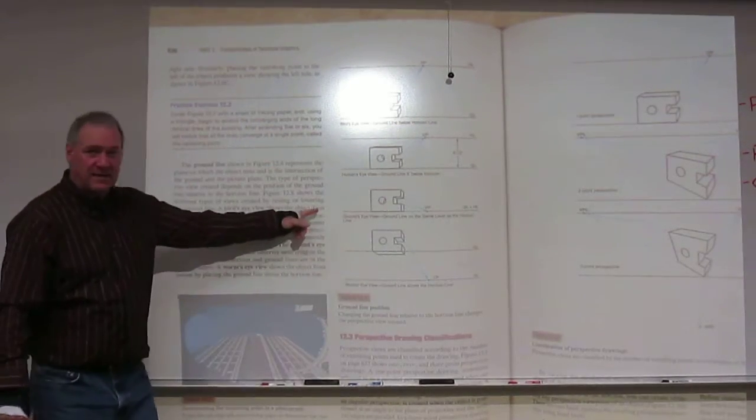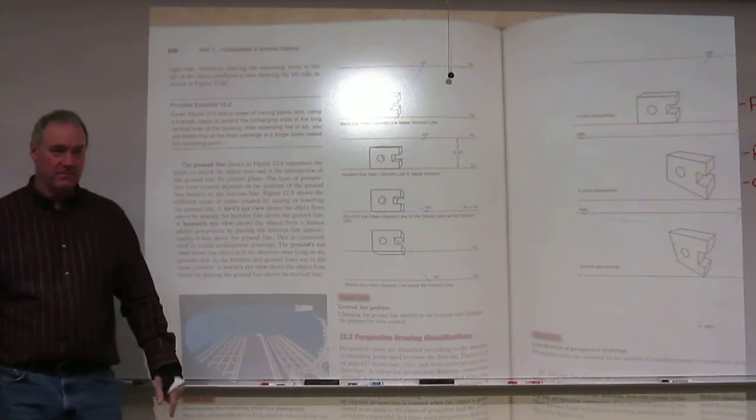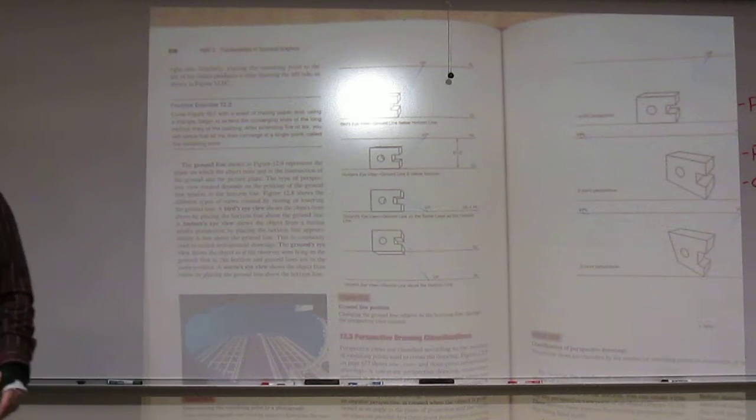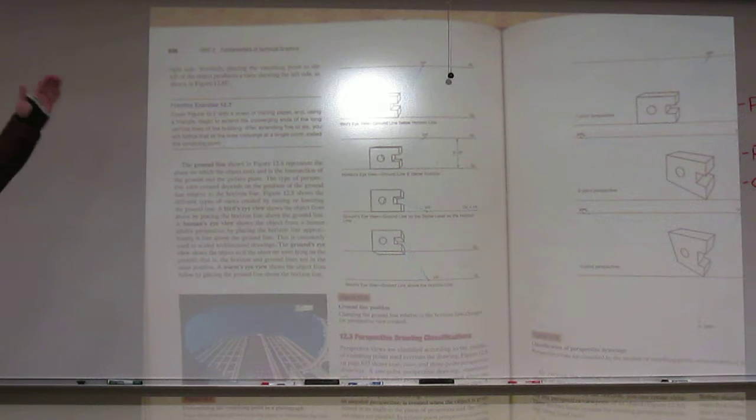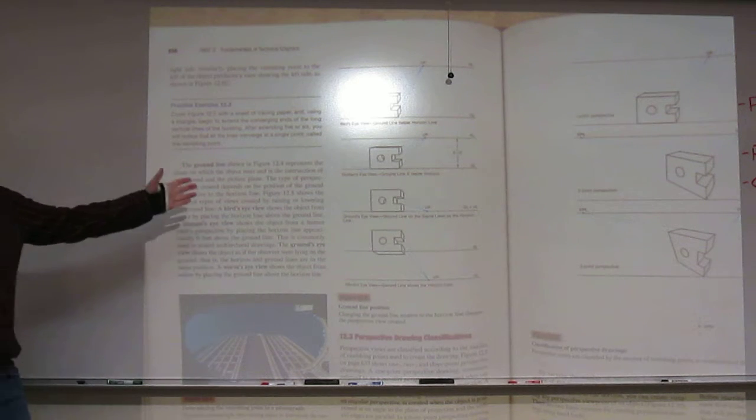Last one, put the horizon line below the ground line. We call it a worm's eye view, because now you are underneath the structure. Okay, so we've got these views: bird's eye, which includes the human's eye, anytime the horizon line's above the ground. You've got your ground eye, you've got your worm's eye view. Why would we choose one of these?